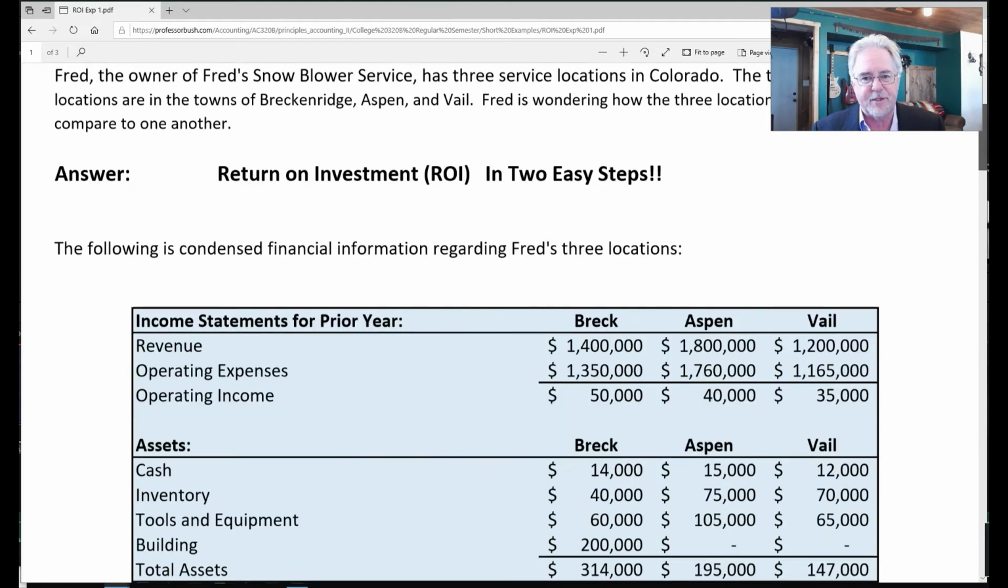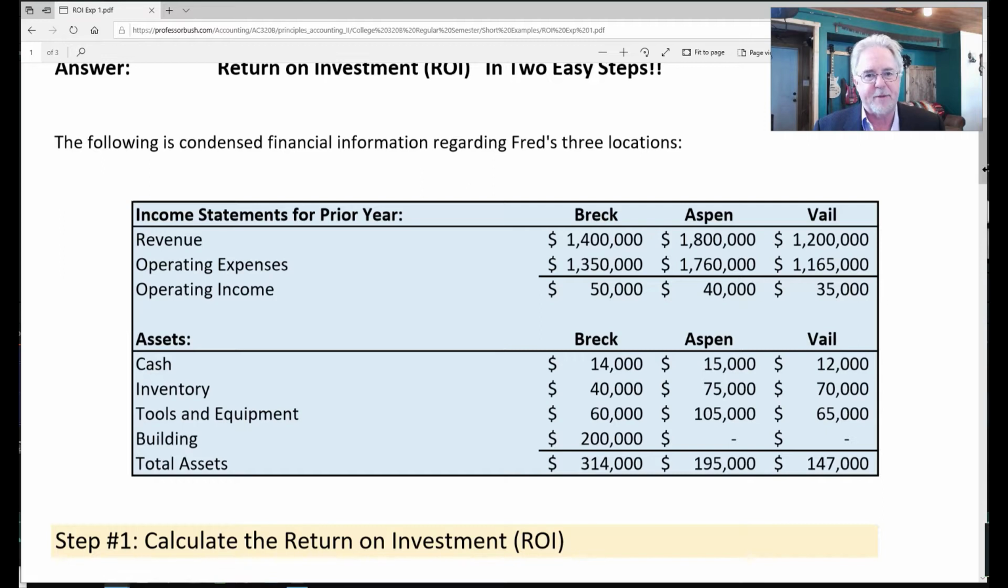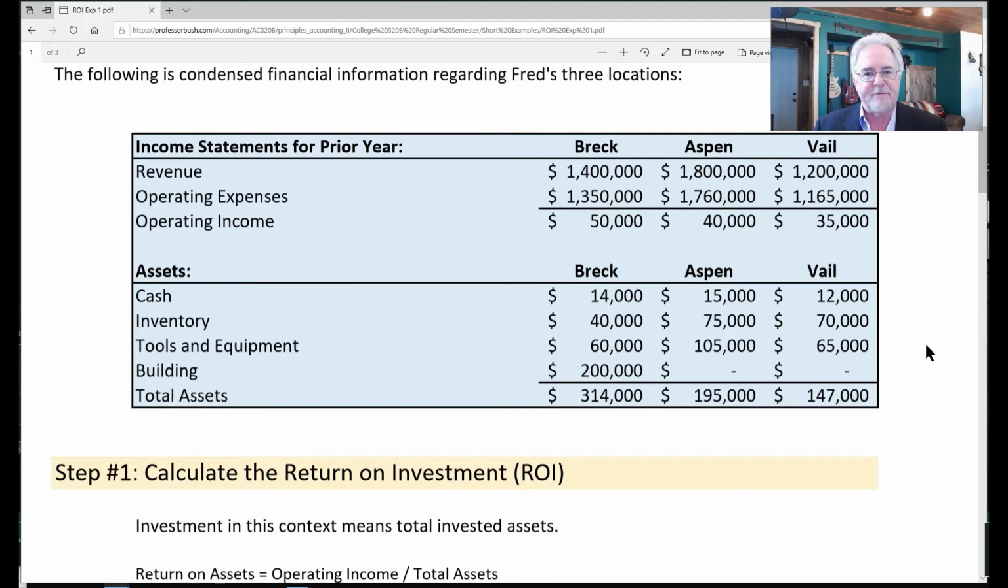So here's some financial information about Fred's locations. Looking at the income statement here, it looks like Aspen has the most revenue, Vail has the least, and Breckenridge is somewhere in the middle. The assets that are used to generate this profit, it looks like Breckenridge has the most assets and Vail has the least, and in Breckenridge the company owns the building there. That's not true in Aspen and Vail. However, the lease payments will show up here in the operating expenses for Aspen and Vail.